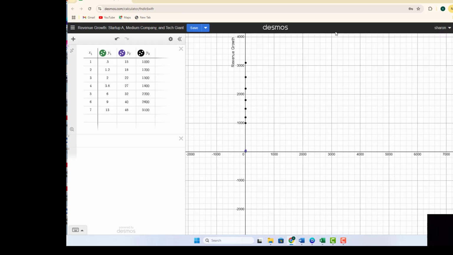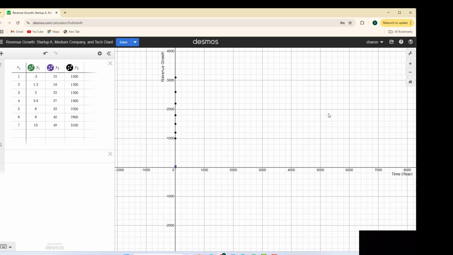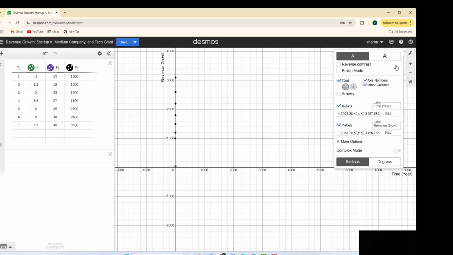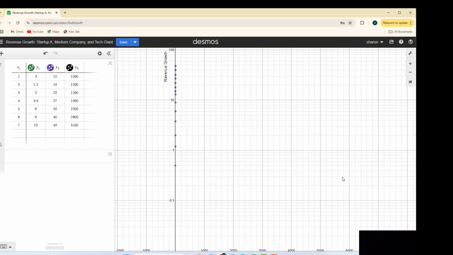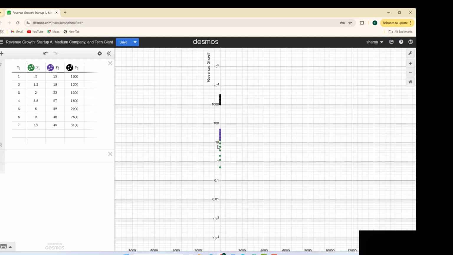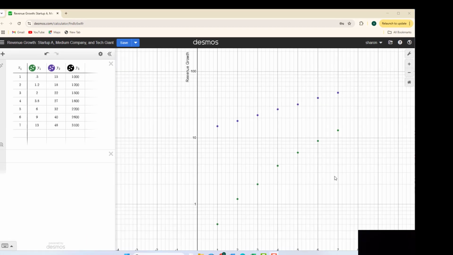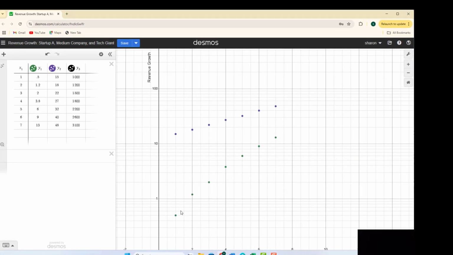Now, with the beauty of Desmos, we can go over here and change the scale. I can tell it to convert the y-axis to a logarithmic scale. And then we can look at our data again. At least now on this logarithmic scale, I can see that all 3 companies are showing up together. That's because the spread of the data is much lower. And to zoom in, we're beginning to see startup. Now we can see medium tech company, and it's spread out.